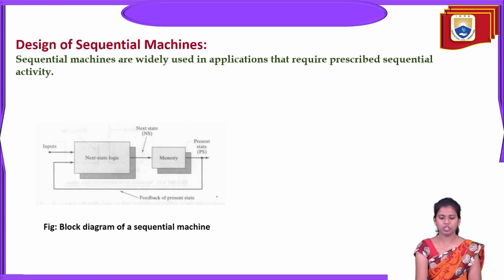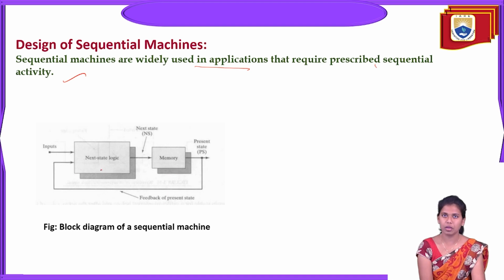Block diagram of a sequential machine. This is a sequential machine, as we are discussing the design of sequential machines. They are widely used in applications that require prescribed sequential activity. In order to perform the sequential activity based on a common clock signal, such devices are the sequential machines. Basically, sequential machines consist of the next state logic and the memory. If you observe the next state logic, we have a feedback, right? Sequential machines always have a feedback, and that feedback has memory elements, which are sequential memory elements, latches or flip-flops.